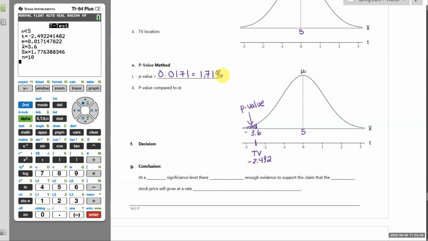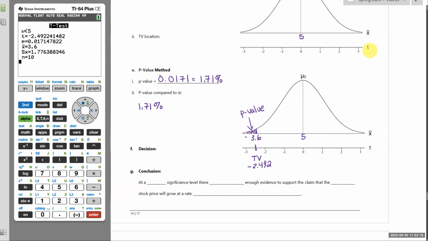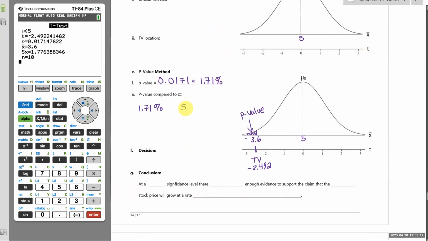So for the p-value method, we compare that size, 1.71%, to alpha, which I believe we set up there was 5%. So my p-value is smaller than alpha. And technically, we say less than or equal to. It doesn't matter if p-value is less than or equal to or just less than, but we'll stick with this. P-value is smaller than my alpha.